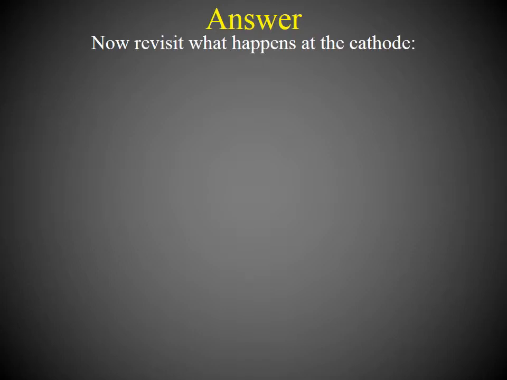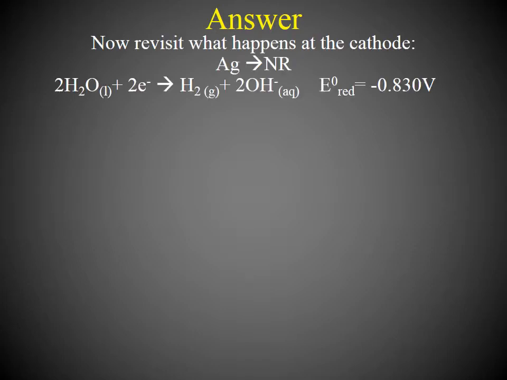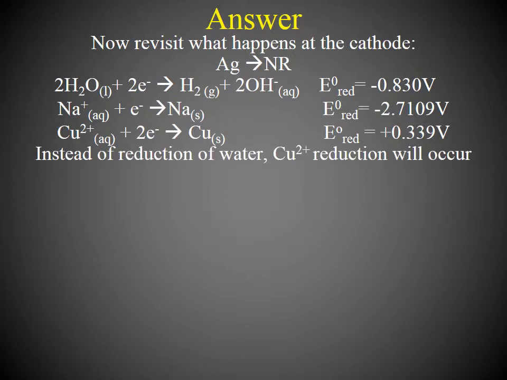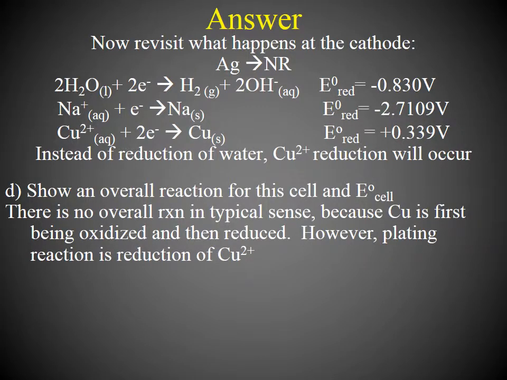Okay, now we actually have to revisit what happens to the cathode. Why? Well, let's list all the reactions that we listed before, but here's something else that could happen, because we now have put copper 2 into solution, and copper 2 could reduce to copper. And guess what? Because copper has a positive voltage, meaning it's spontaneous, it will immediately reduce. Therefore, it's not possible to really show an overall reaction because it wouldn't make any sense.